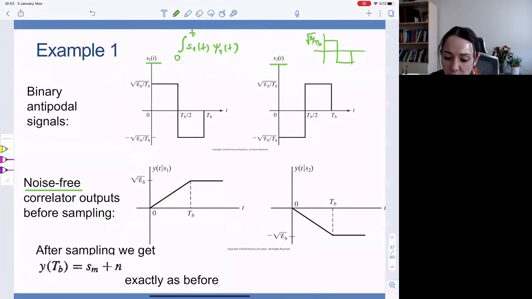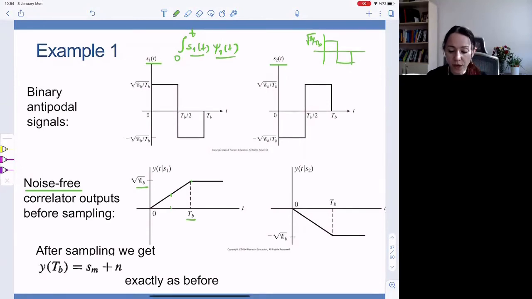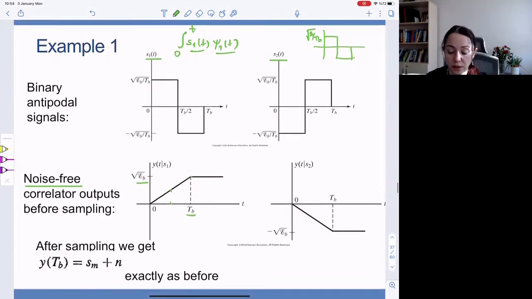Now consider multiplying these two things and integrating. What we will find is the integral is going to keep increasing because the product is always positive. It will keep increasing up to square root of EB at the point TB. So at time TB, the integral is going to reach its maximum value. This is no coincidence, because this is why the correlator is an optimal demodulator.